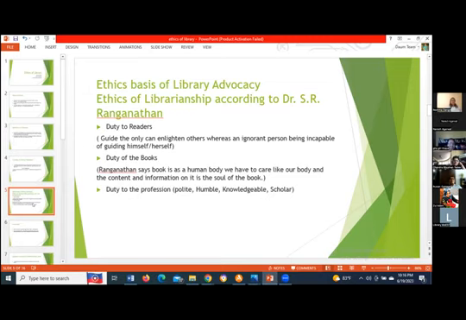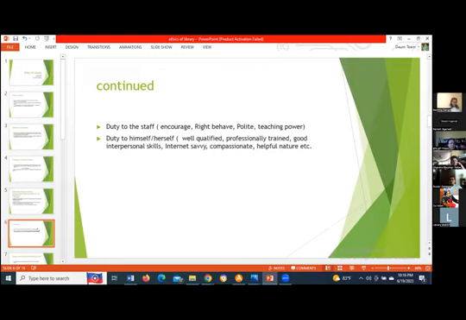Ethics, basis of library advocacy. Ethics of librarianship according to Dr. S.R. Ranganathan. Duty to readers: only a guide can enlighten others, whereas an ignorant person is incapable of guiding himself or herself. Duty to the books: Ranganathan says a book is like a human body. We have to care for it like our body, and the content and information in it is the soul of the book. Duty to the profession: polite, humble, knowledgeable, scholar, etc. Duty to the staff: we should encourage them, behave rightly, and always be polite to them. We have to give them teaching power also, how to work, etc. Duty to himself or herself: well qualified, professionally trained, good interpersonal skills, internet savvy, compassionate, helpful nature, etc. We have to improve all these qualities in ourselves also.